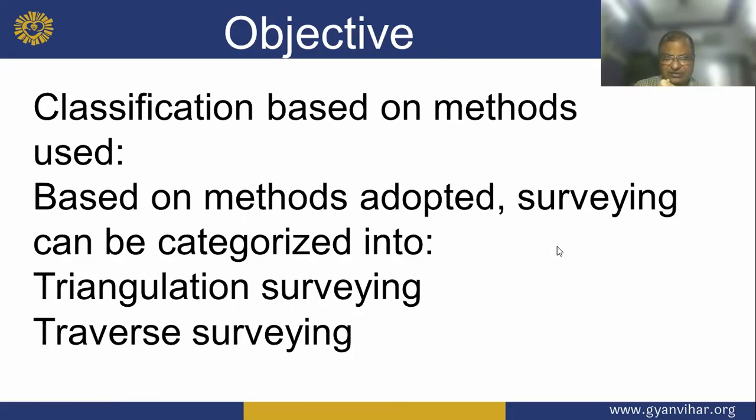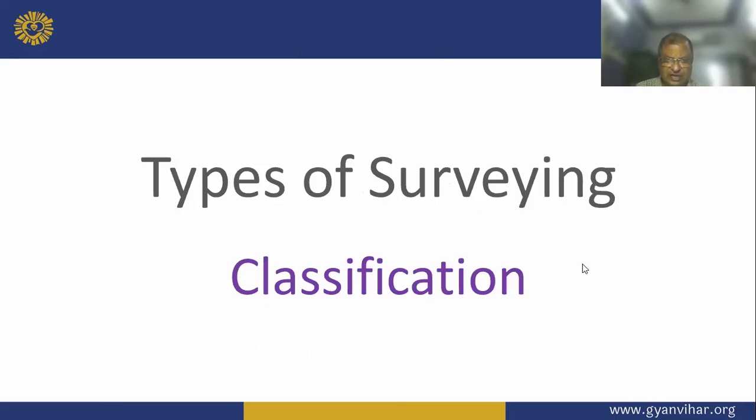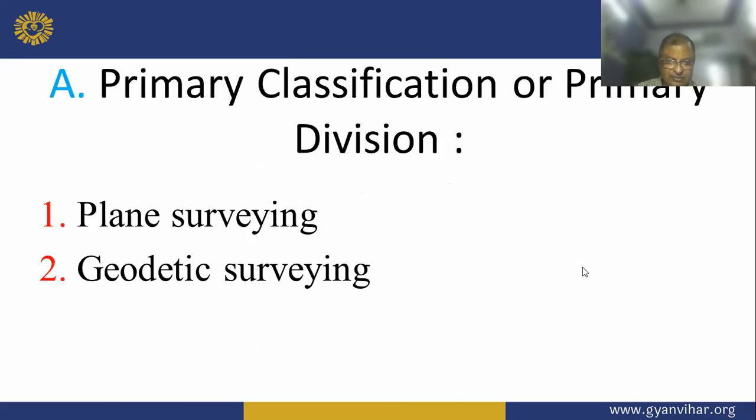Classification based on the method of use. Based on the method adopted, surveying can be categorized into triangulation surveying and traverse surveying. Now, types of surveying classification. Primary classification or primary division: plane surveying and geodetic surveying.